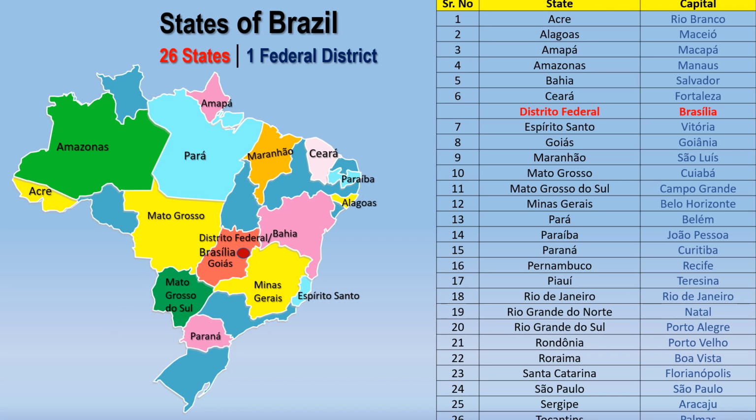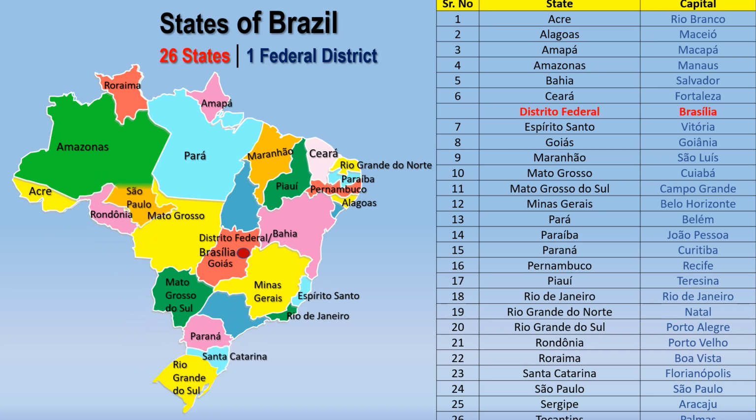Paraná, Pernambuco, Piauí, Rio de Janeiro, Rio Grande do Norte, Rio Grande do Sul, Rondônia, Roraima, Santa Catarina, Sao Paulo, Sergipe, and Tocantins. So here I mentioned the state with their capital.